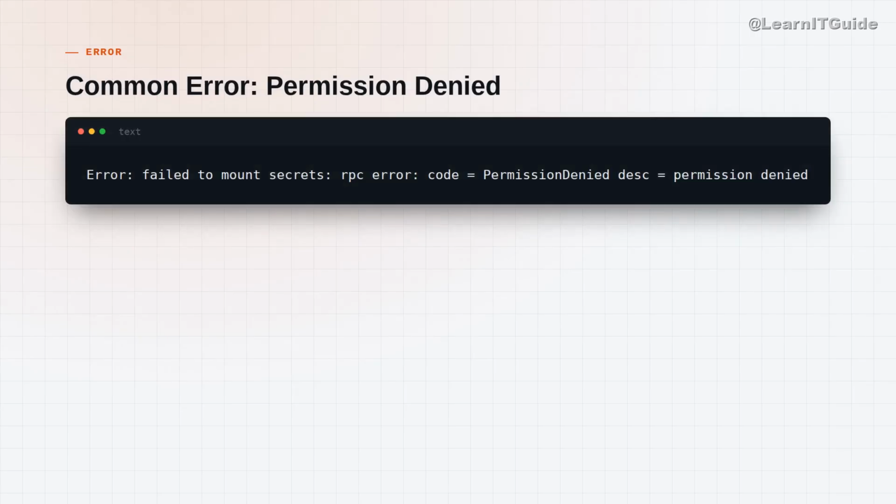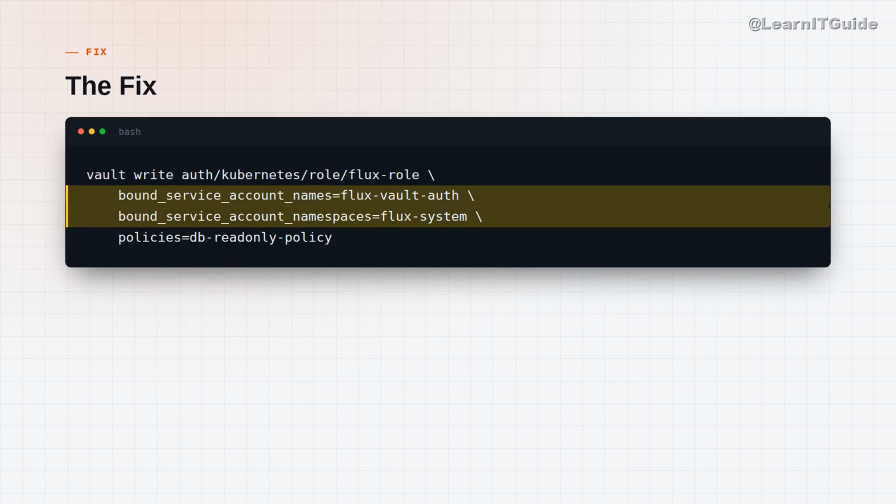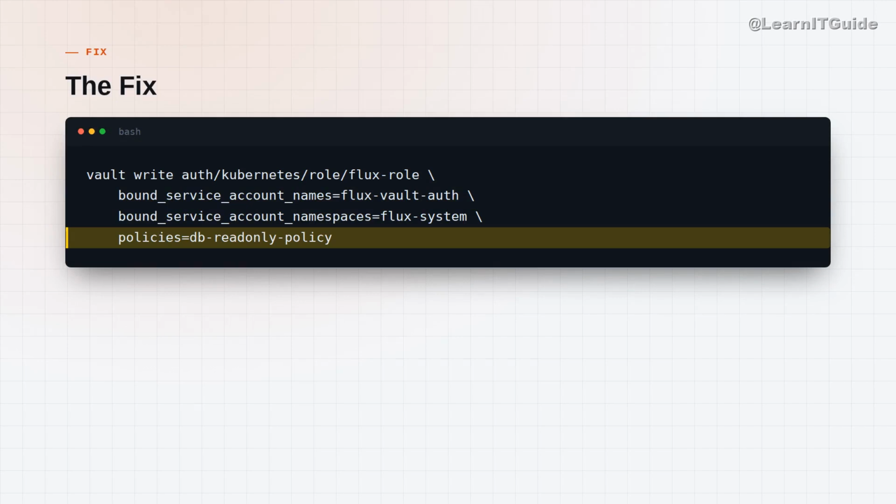Now, why does this happen? Usually, it is because your service account is not allowed to access the specific path in OpenBao. The root cause is a mismatch between the role defined in your manifest and the policy in your OpenBao engine. To fix this, you need to update the role in OpenBao. Run the command shown on screen to map your service account to the correct policy. This explicitly grants the Flux Vault Auth service account permission to read the secrets from the production database path.